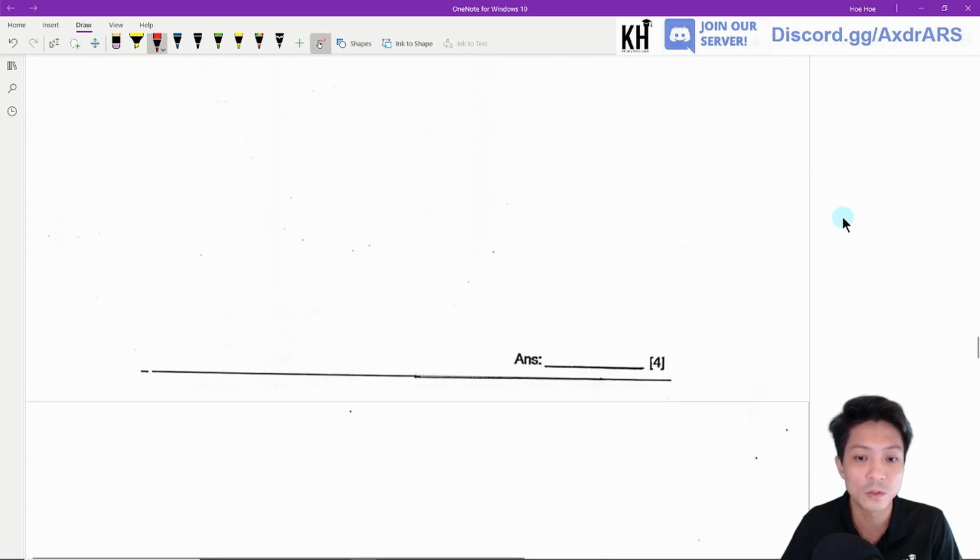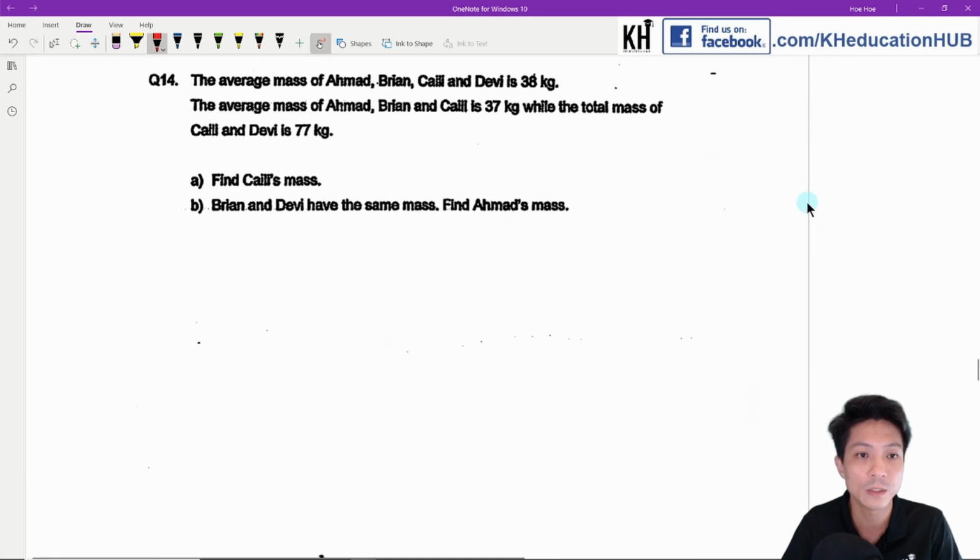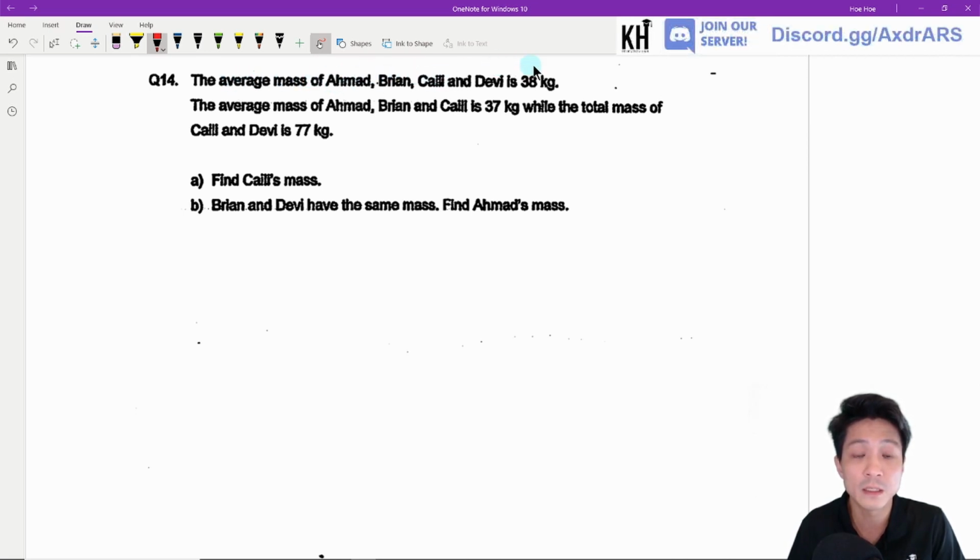Okay, let's move on to the next question, question 14. The average mass of Ahmad, Brian, Kylie, and Devi is 38 kg. The average mass of, I'm just going to call them A, B, C, is 37 kg, while the total mass of C and D is 77 kg. Find the mass of C.